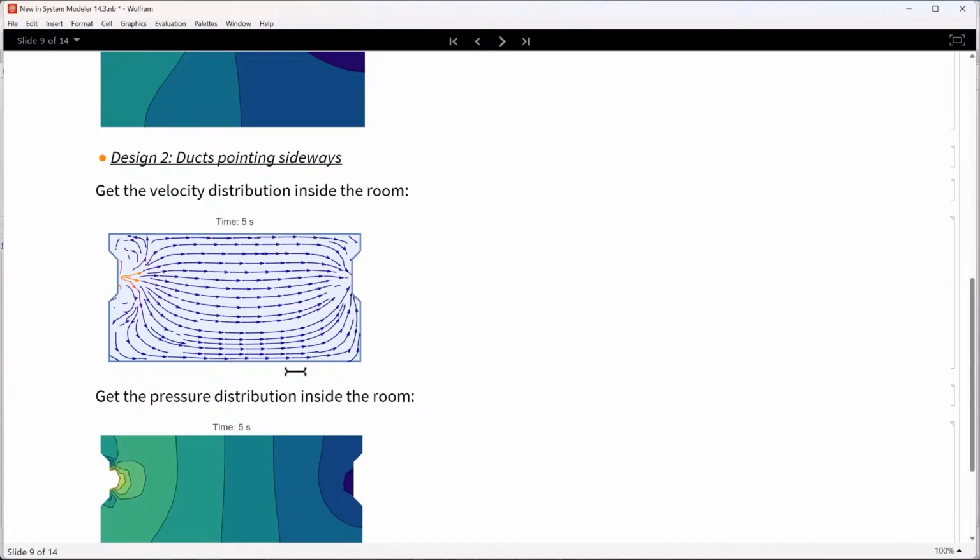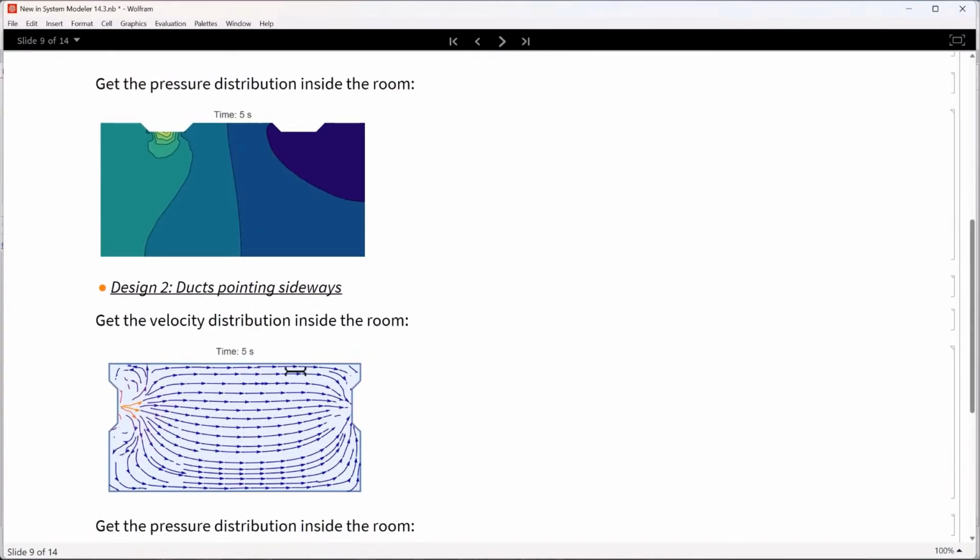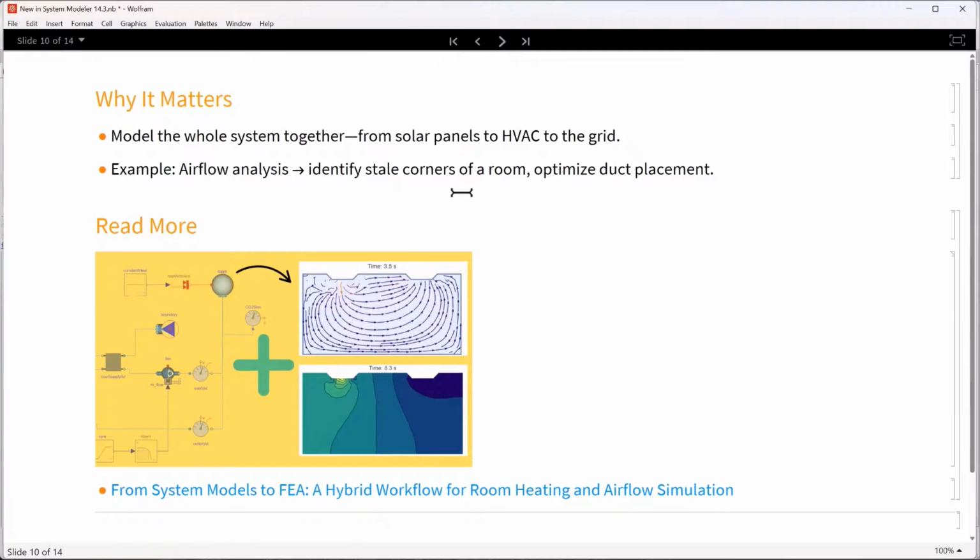With System Modeler and FEM, you are able to compare these design options directly. So, for an HVAC designer, this workflow changes everything. You can model the entire system from pipes and heat exchangers to airflow in a single room. You can compare multiple designs quickly and make informed trade-offs. And you can communicate results visually, making it easier to align with architects, managers, and clients.